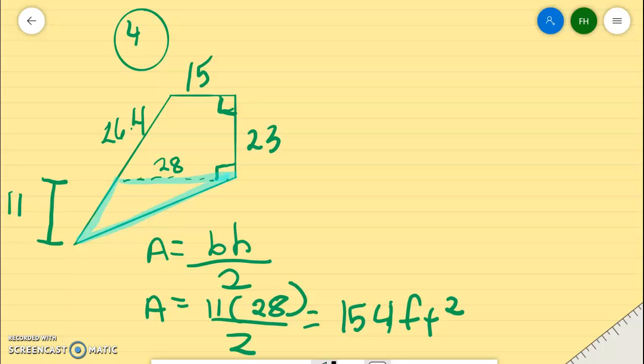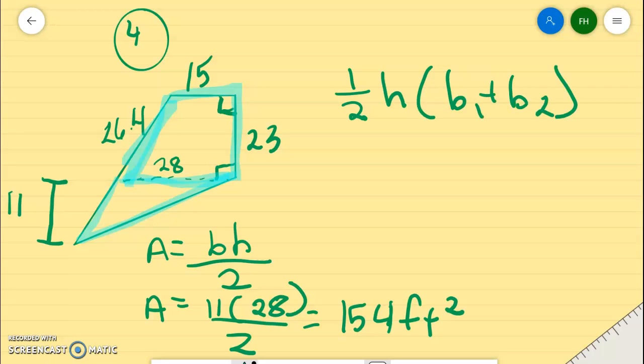Then this other shape, I can't think of what that's called. But the formula is 1/2 height times base 1 plus base 2. I think that's it. Let me look that up real quick. I'm guessing it's a trapezoid.